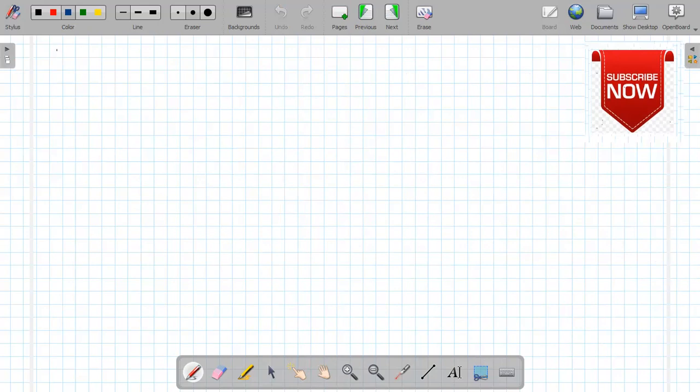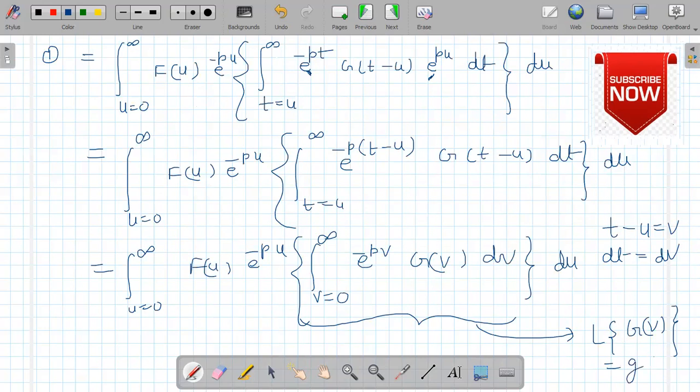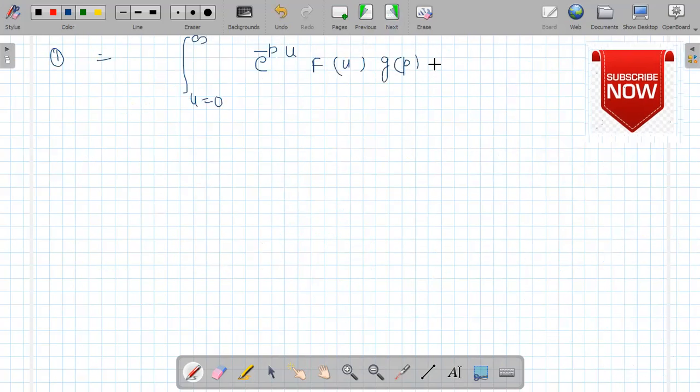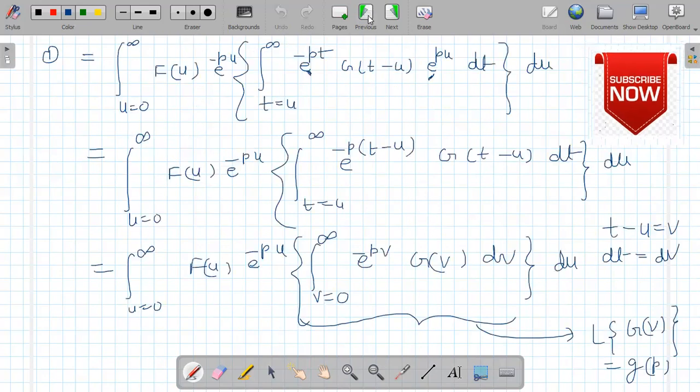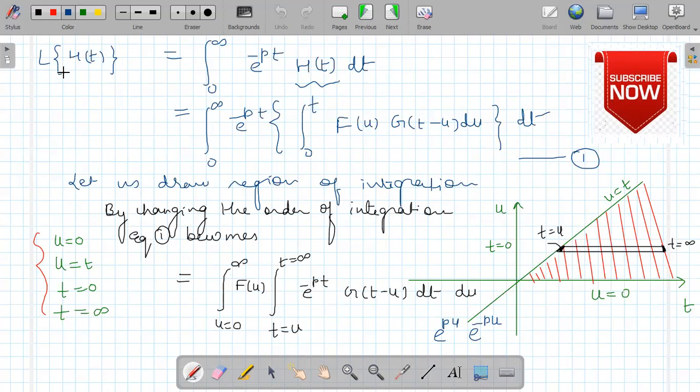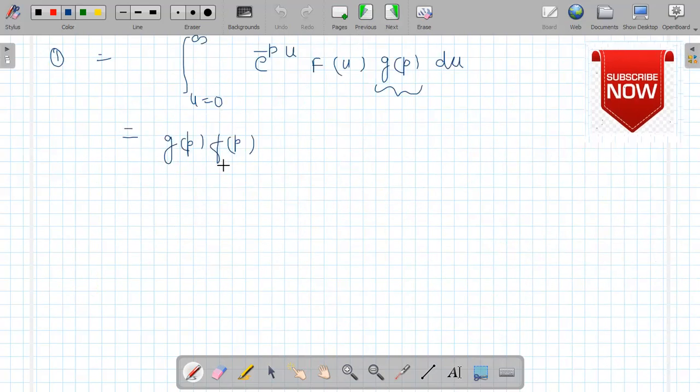So this will become u from 0 to infinity, e^(-pu) f(u), and the Laplace transform of g(v) is denoted by g(p). So I put here g(p) du. Since this is a constant, you can take it outside, and the rest of the expression is again the Laplace transform of f(u), which is denoted by f(p). So I replace this by f(p). That's all. This completes the proof that the Laplace transform of h(t) is equal to g(p) into f(p).